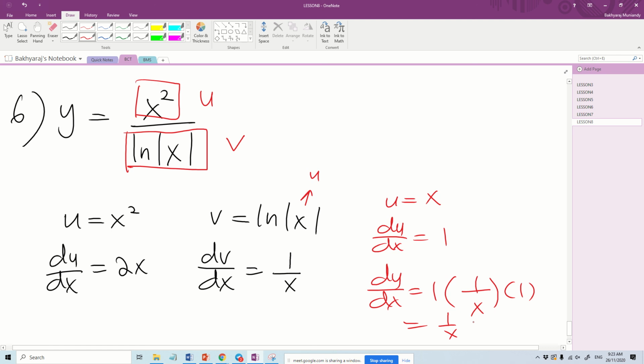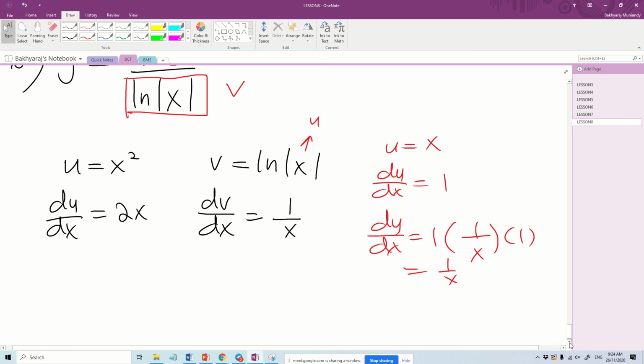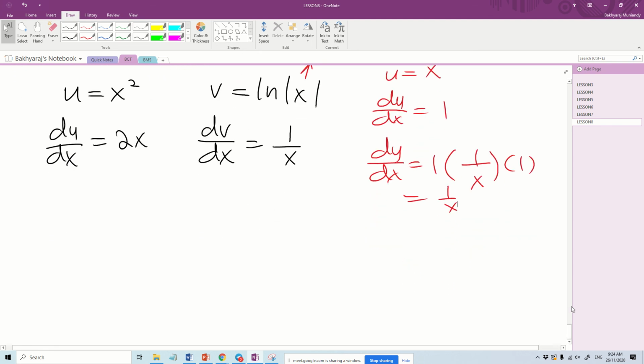Okay, so kita dapat dv/dx is equal to 1 over x. Once I get 1 over x, then I can go for the last answer. So for the last answer, I need to do the quotient rule. So quotient rule is just this times this and this times this. So I go for the answer.